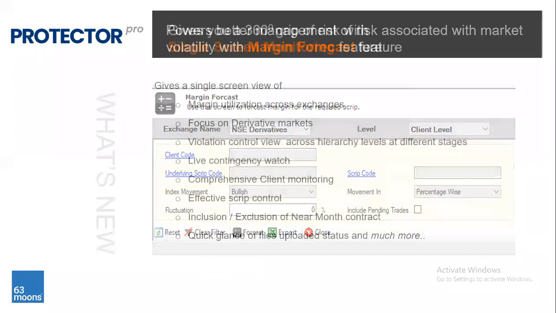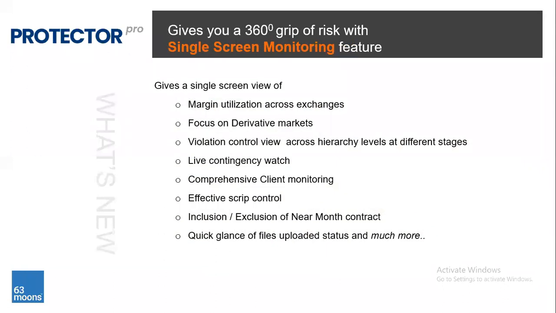Going ahead with the 360-degree grip of risk with a single screen monitor. What is 360 degrees? 360 degrees is the whole circle around you. So whatever movements, like ban scrips, or disallowed contracts, or utilization of margin, everything is taken care of in a single screen. That screen gives you the view of margin utilization across exchanges, so different exchanges' views on a single screen itself.